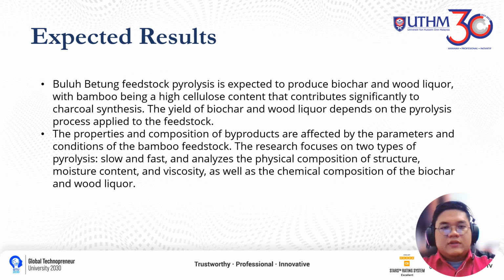Last but not least, the expected result of this research is that the Buluh Betung feedstock pyrolysis is expected to produce biochar and wood liquor depending on the process involved, which is fast and slow pyrolysis. Bamboo, having a high cellulose content, contributes significantly to the charcoal synthesis. The yield of biochar and wood liquor depends on the pyrolysis process as stated before. And finally, the properties and composition of the byproducts will mostly be affected by parameters such as the condition of the bamboo feedstock, and the two types of process, fast and slow pyrolysis. The research focuses on these two types of pyrolysis and analyzes the physical composition of structure, moisture content, and viscosity, as well as the chemical composition of the biochar and wood liquor.